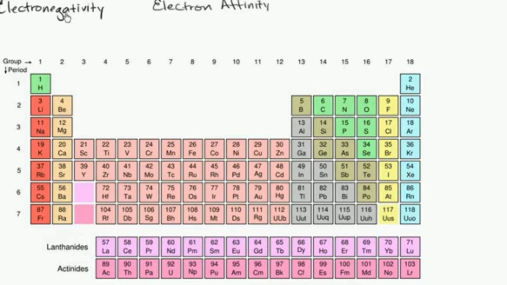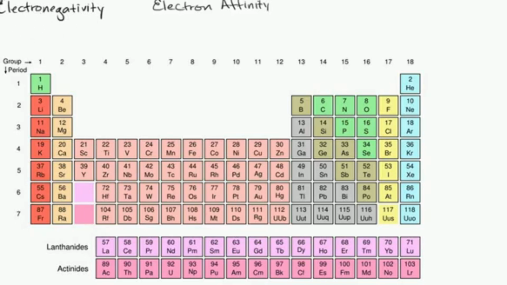Electronegativity is a little bit more specific. It's when that atom is part of a covalent bond, when it is sharing electrons with another atom. How likely is it, or how badly does it want to hog the electrons in that covalent bond? Now, what do I mean by hogging electrons?